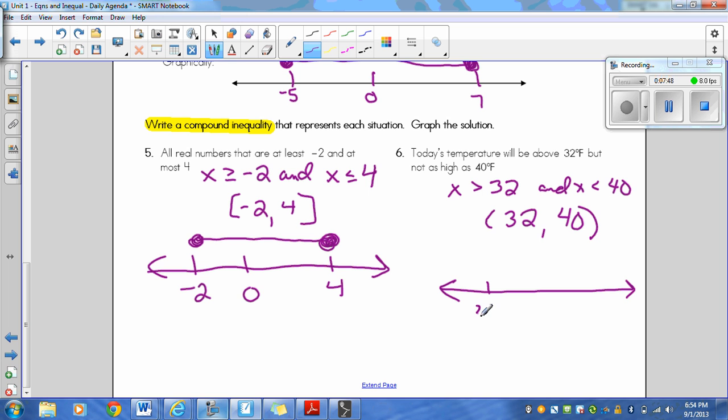And if I graph it, these have open circles because 32 and 40 are not included. And then you connect them because you want all the numbers in between there. Today's temperature could be in between 32 and 40, but not including 32 and 40.